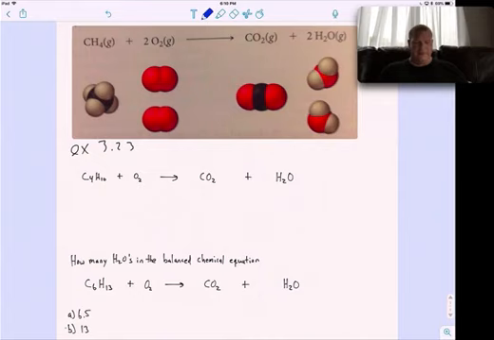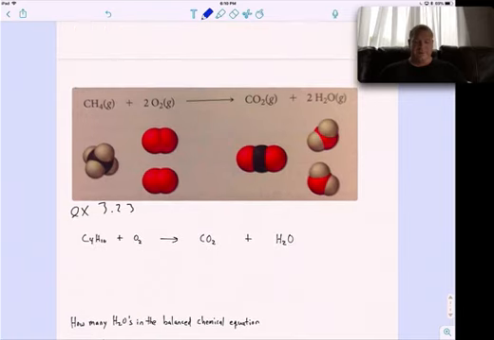Okay, moving on to talk about balancing chemical equations. A chemical equation is kind of like a recipe, but it gives you quite a bit of information. This one here has methane, CH4, plus 2 diatomic oxygens makes carbon dioxide and 2 waters.